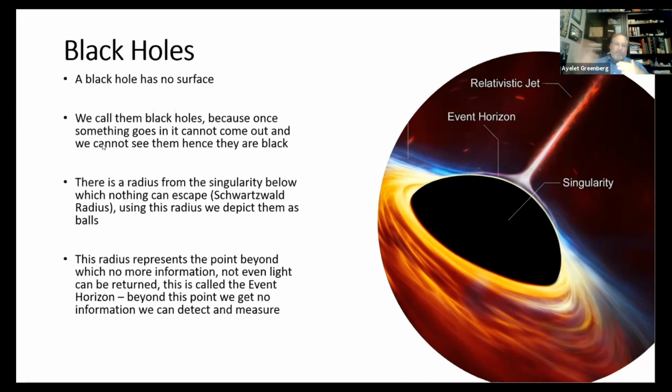There is a radius, which is called the Schwarzschild radius, which was calculated by a young German physicist during World War I, which tells you the minimal distance you need to be away from the singularity. This radius represents the point beyond which no information and not even light can be returned. So we don't know what's going on any closer than that radius. That is also sometimes referred to as the event horizon, which is the name of our newsletter. It's the point beyond which we cannot get any more information.